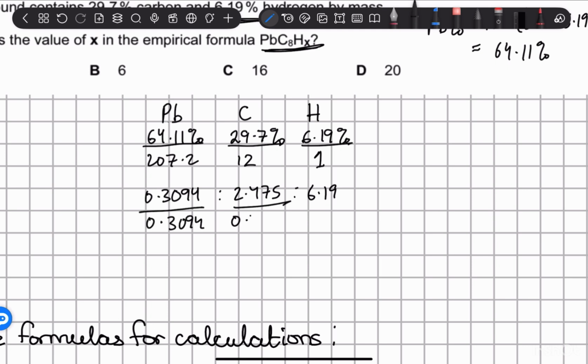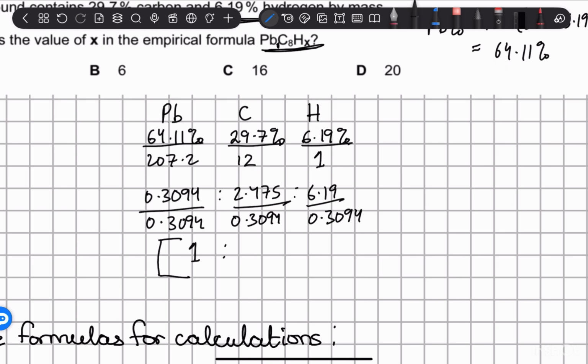So now what we can do is divide everything by 0.3094. Since it's in decimal form, you don't really know what to multiply the figures by so that you get a clean whole number ratio. So it's best to just divide by the lowest number. It helps simplify your empirical formula. So over here you're going to get 1, and I'm assuming, because in the empirical formula given the lead already has a value of 1, this is going to be the simplest ratio already.